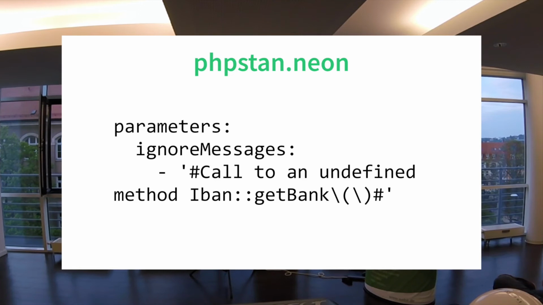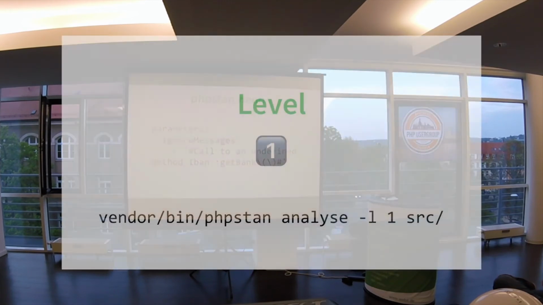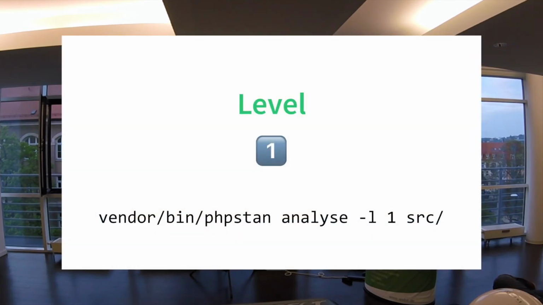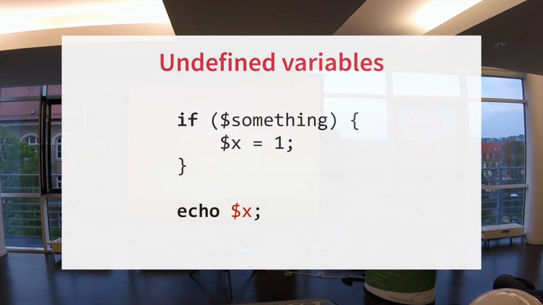Okay, so that was all level 0, and we are getting to level 1. You can run different levels by passing --level or shortcut -l to the PHPStan executable. And on level 1, we are checking undefined variables. If there's a possibility that some variable isn't defined, like in this case, because it's defined only in the if condition, PHPStan can report that.